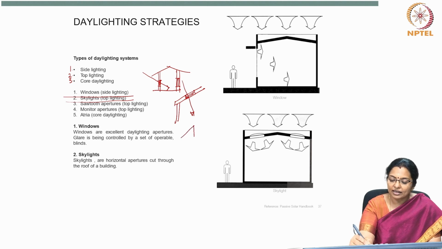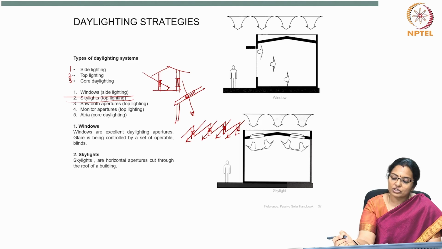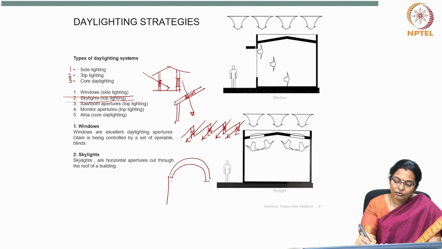Sawtooth apertures are also called as north lighting, where you get the light which is diffused from the top. Monitor apertures also from the top, and atria. Atrium is also from top, but it is core daylight.